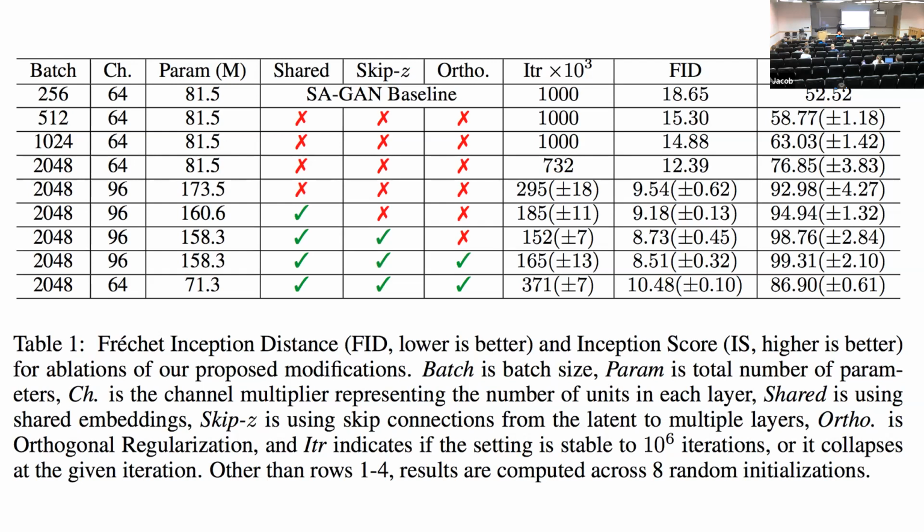Skip-z is including skip connections, specifically from the latent space to multiple layers throughout the network. And then shared, I'm actually not sure what the shared embedding refers to. It may be a shared embedding between the generator network as well as the discriminator. But you can see that as we add each of those, our Fréchet inception distance goes down and our inception score increases. So all of those help quite a bit.